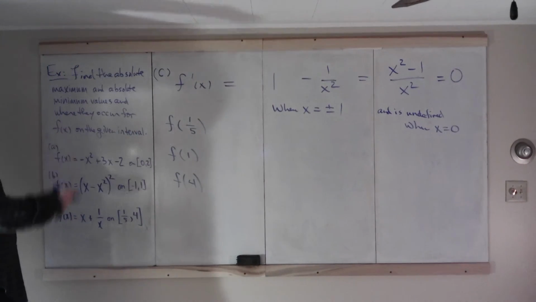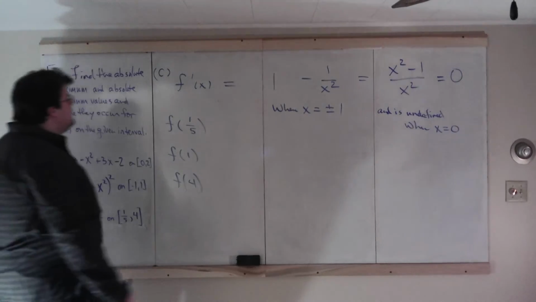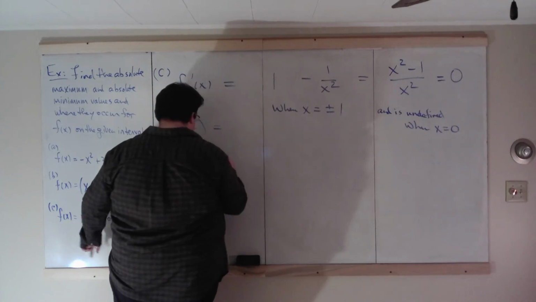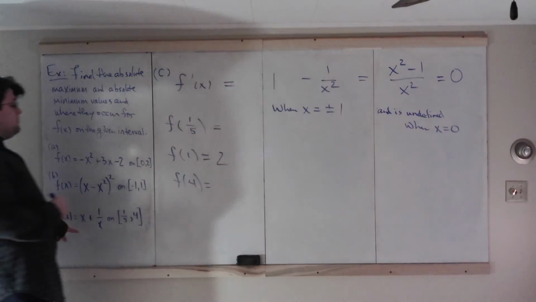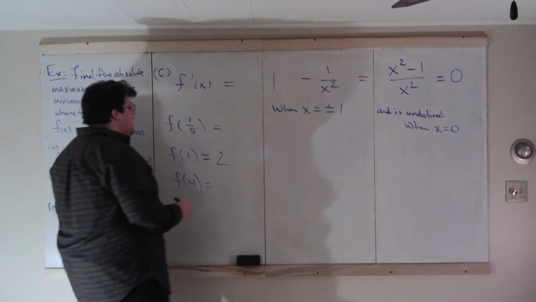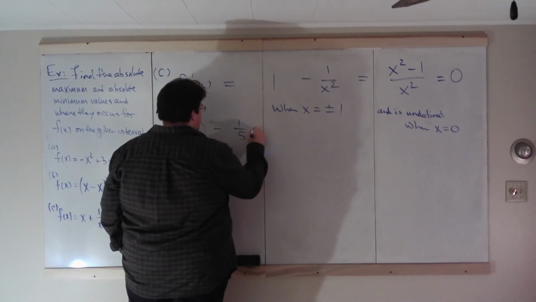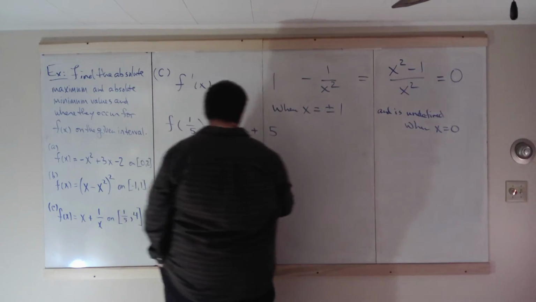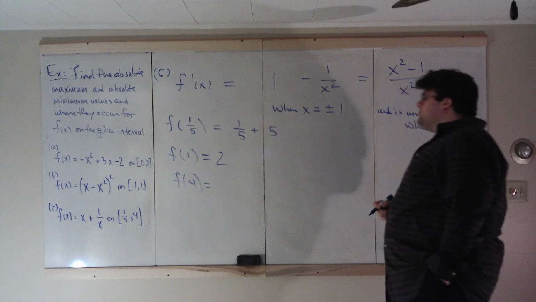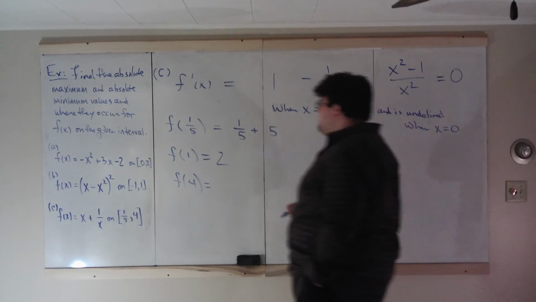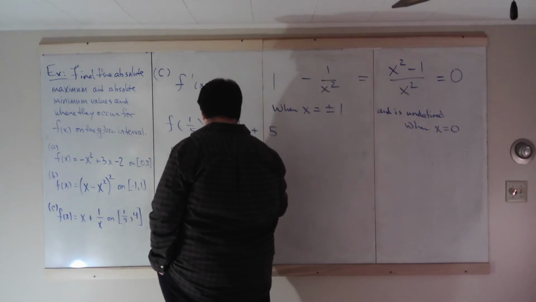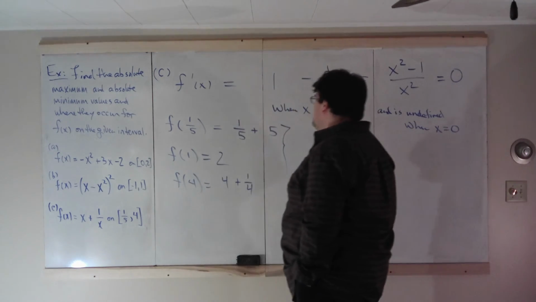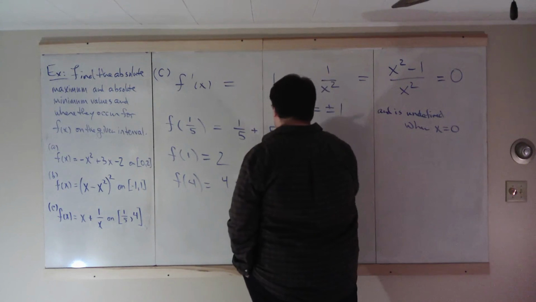So we take our critical points, we take our endpoints, we compare the function. F of 1, that's the easiest one here. F of 1 is 2. What's f of 1/5? F of 1/5 is a fifth plus 5. And you could write that as 26/5 if you want. What's f of 4? F of 4 is 4 plus a quarter. So the largest is the maximum, the smallest is the minimum.